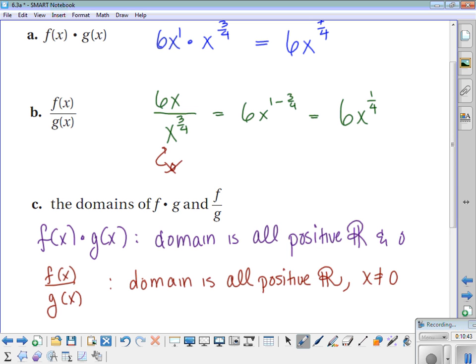All right, so any questions about how to add, subtract, multiply, or divide your functions? That's it for today.